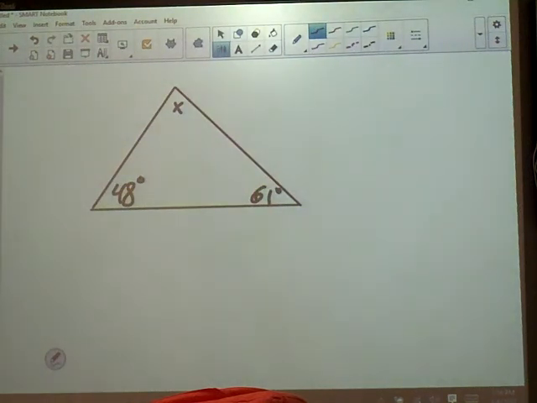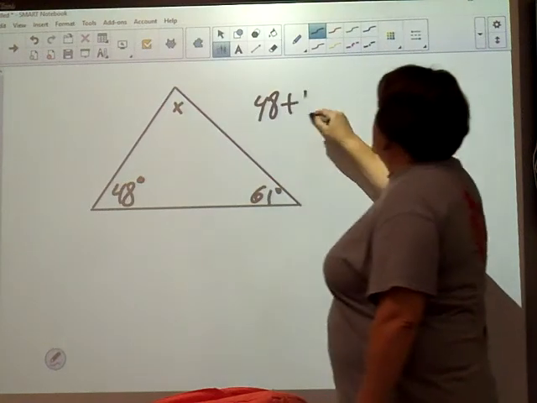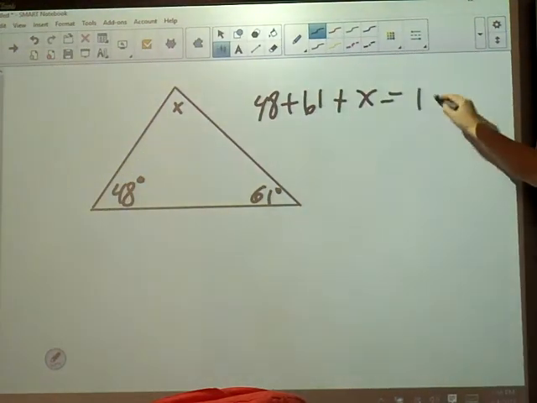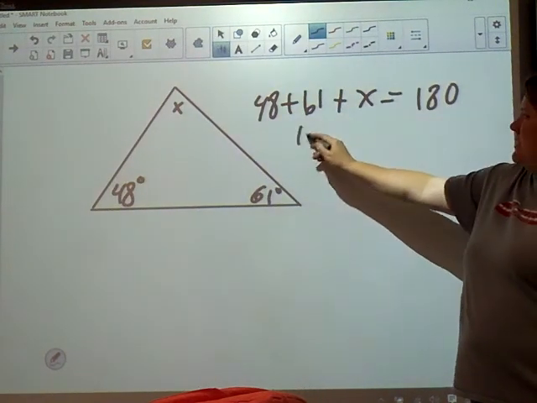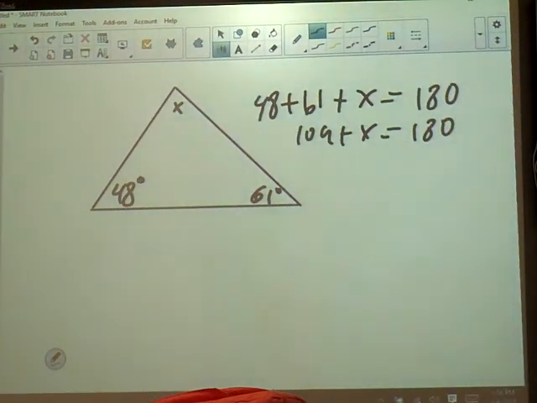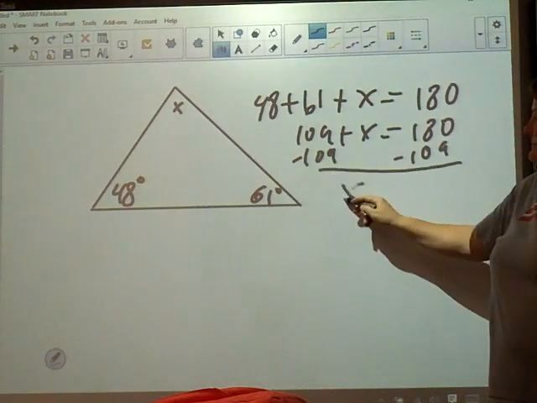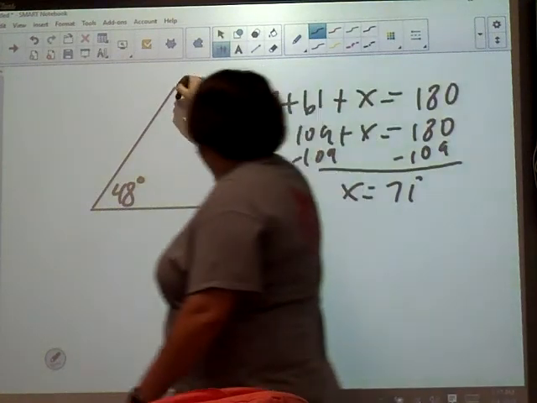Okay, next phase here. What do we know about figuring out how many degrees angle X is? I think you add those two together and it has to equal 180, right? Very good. So Grace starts off by saying 48 degrees plus 61 degrees plus X degrees. The triangle has to equal 180. So 109 plus X is equal to 180. Subtract the 109. Good. And Caleb is saying 71, so angle X would be 71.